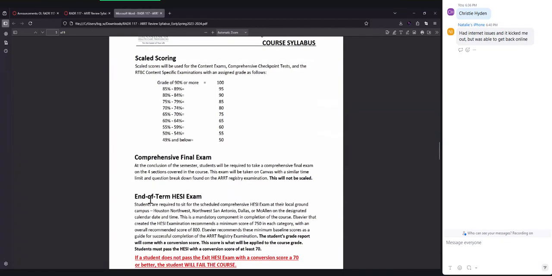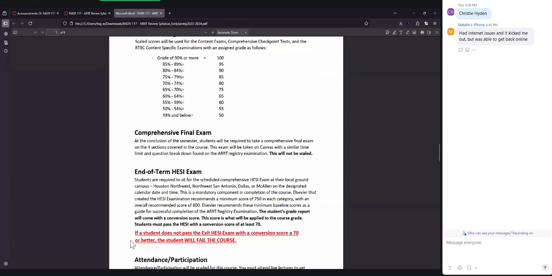Again, the comprehensive final and the HESI conversion score are not scaled. They will be recorded as is. And so this is what this says as well. If you don't pass, you don't make a conversion score of 70 or better, you will fail the course.